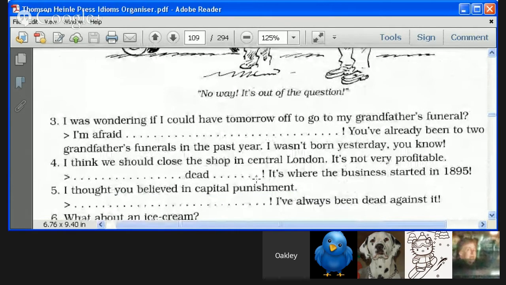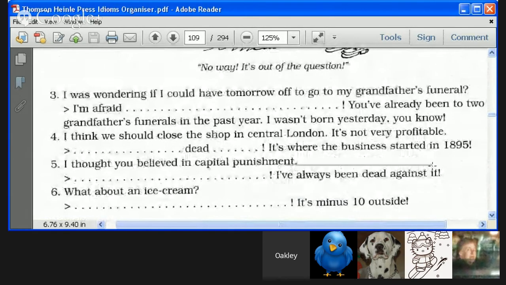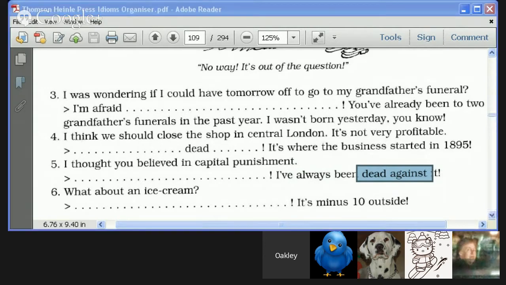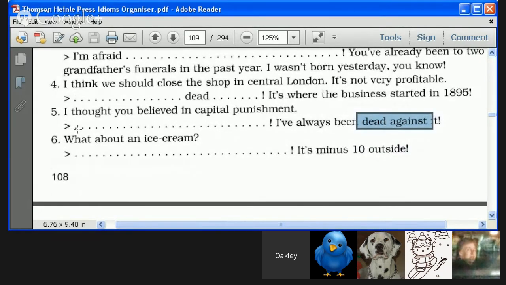Now this is also funny. I've always been dead against it. You're dead against capital punishment. Personally, I see the humor in that. Americans say, actually, here's another idiomatic phrase. Americans change this slightly. We say dead set against something. I'm dead set against it. I'm indicating that I'm very strongly in disagreement with something. Dead set against it.